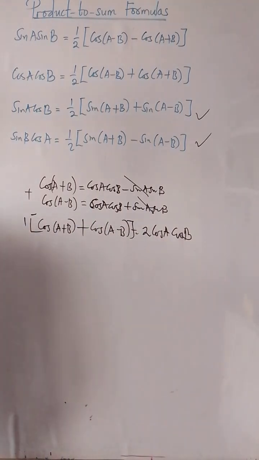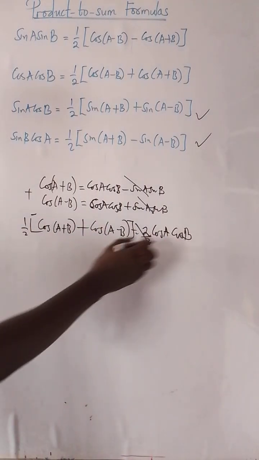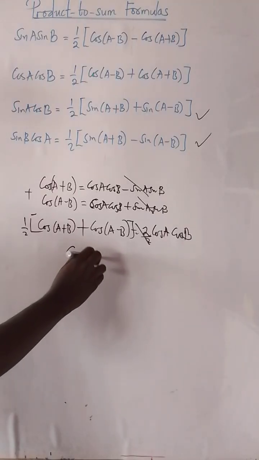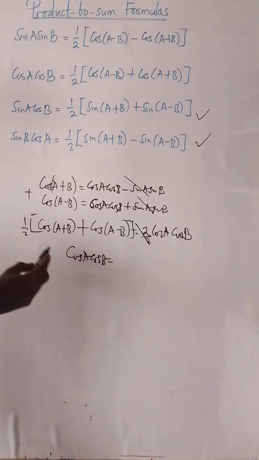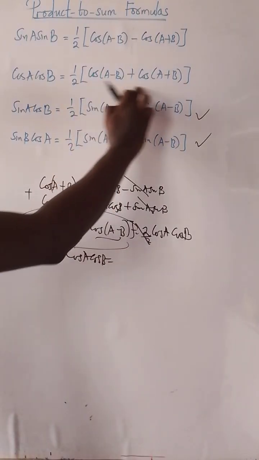I can put 1 here. Nothing changes. So you can divide this by 2, this by 2, cancel 4. It means cos A cos B equals what we have here: half of cos(A plus B) plus cos(A minus B), which is this.